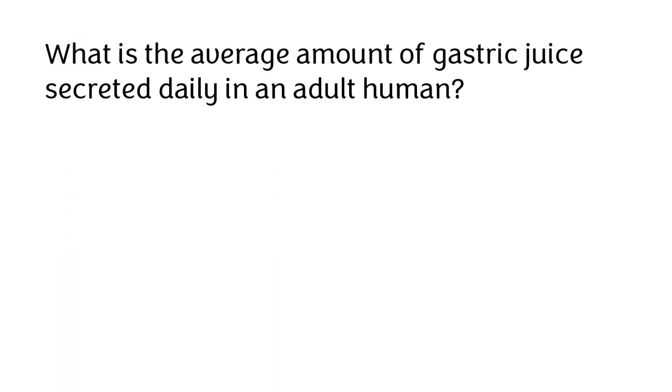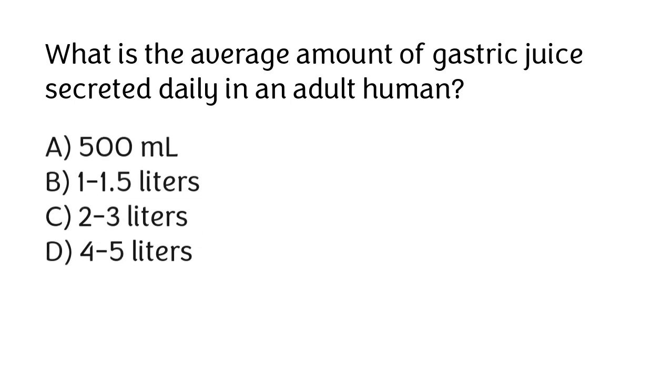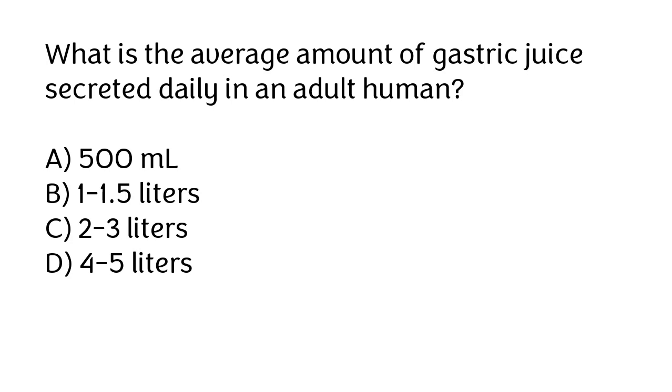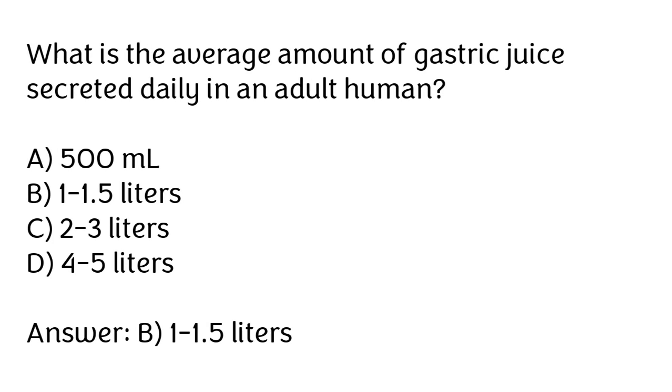What is the average amount of gastric juice secreted daily in an adult human? 500 ml, 1 to 1.5 liters, 2 to 3 liters, 4 to 5 liters. The correct answer is option B, 1 to 1.5 liters.